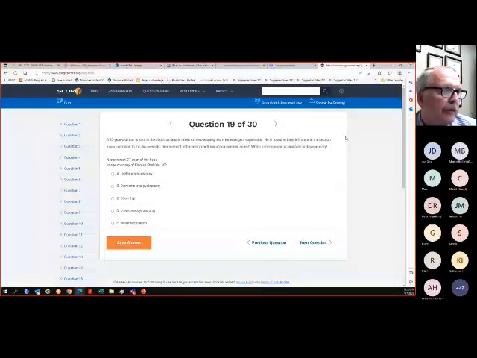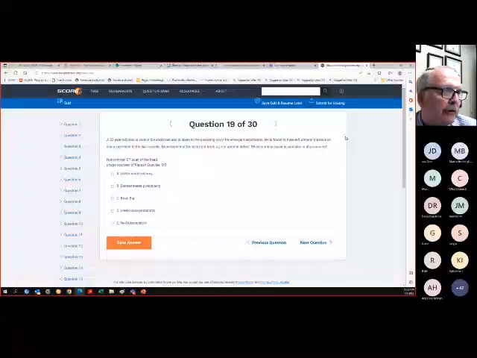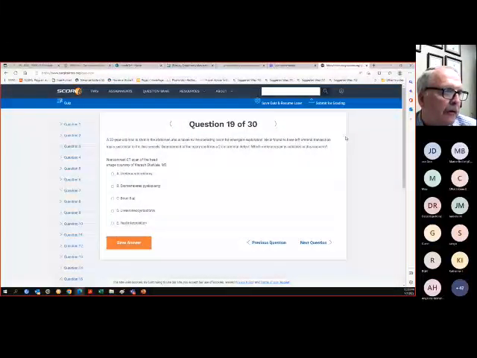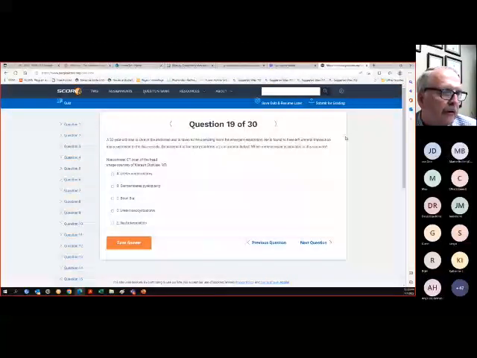A 23-year-old man is shot in the abdomen and is taken to the operating room for emergent exploration. He's found to have a left ureteral transection injury just distal to the iliac vessels. Debridement confirms a 2-centimeter ureteral defect. Which ureteral repair is indicated in this scenario? A, ureteroureterostomy; B, transureteroureterostomy or dismembered pyeloplasty; C, Boari flap; D, ureteral neocystostomy; or E, ileal interposition.